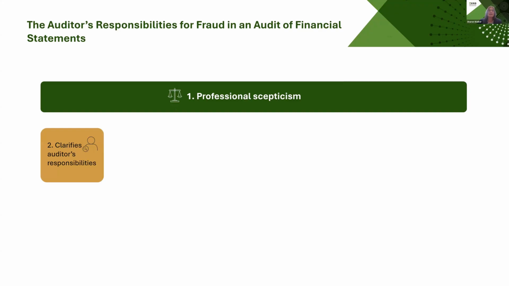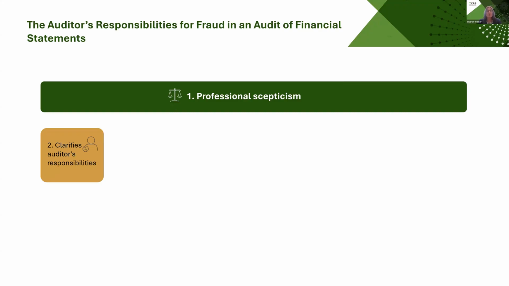Secondly, the standard clarifies and emphasises the auditor's responsibility related to fraud. So the responsibility of the auditor is to plan and perform the audit to obtain reasonable assurance about whether the financial statements as a whole are free from material misstatement due to fraud, and to communicate and report about fraud-related matters.